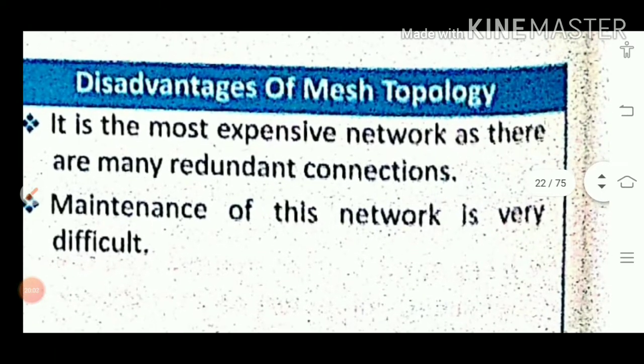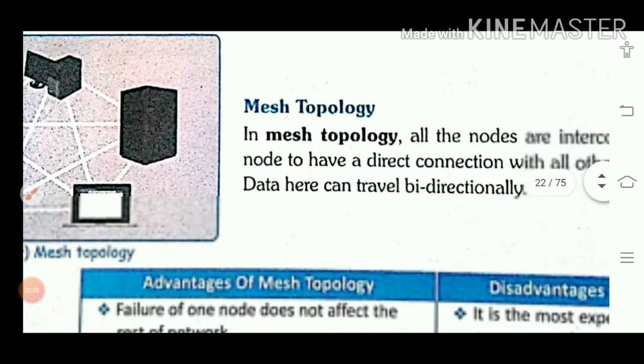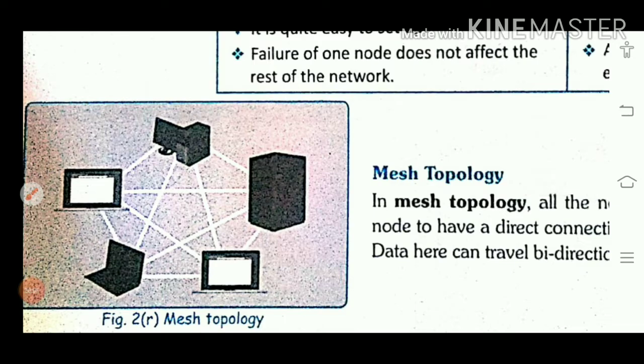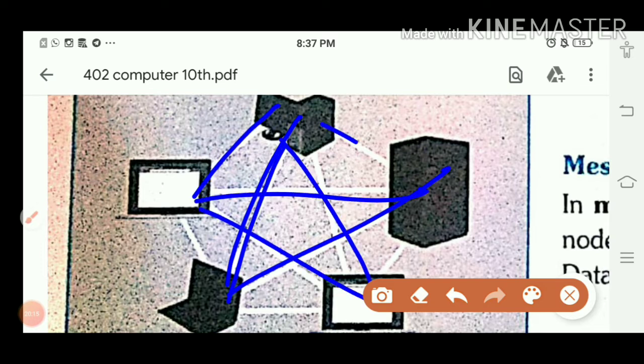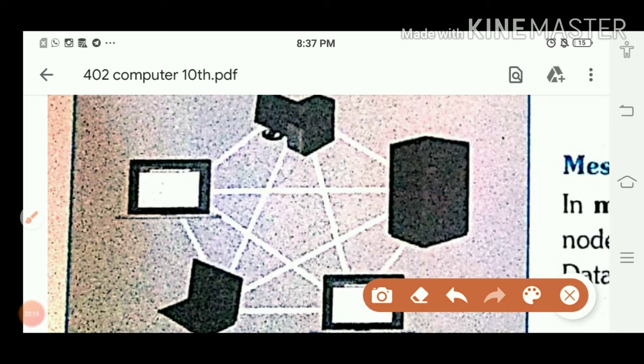Disadvantage: most expensive network. It is obvious, so many wires we are using here. So it is the most expensive that we are connecting. With this many wires, this one is the most expensive, because every node is connected to every other node. So, most expensive one.